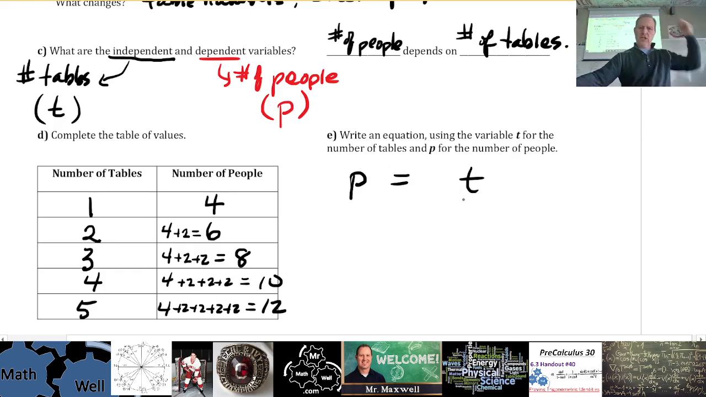So should I just do this? Am I done now? Is that good? 4 times the number of tables. Well, that works for this one. 4t is 4. 4t, 4 times 2 is 8. That doesn't work. Okay, all right. Well, I guess 4t doesn't work. Let's take a look at the actual table of values and let's see if we can figure something out here.